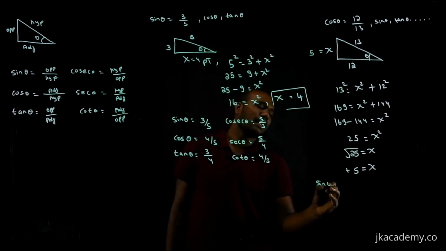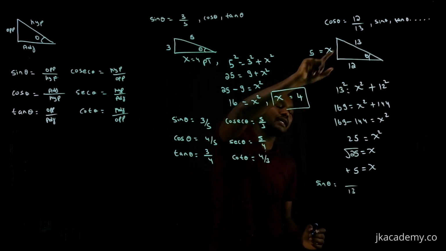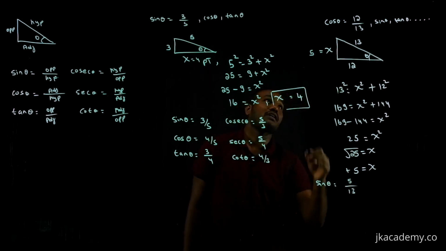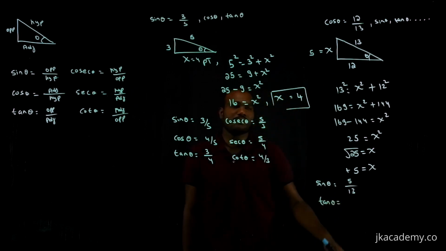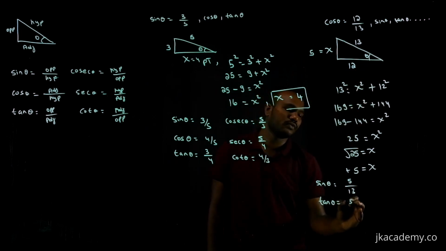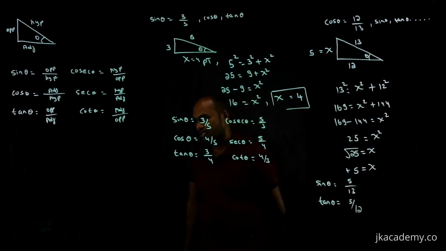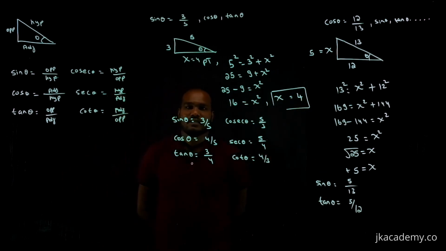From this now you can write sin theta, cos theta, tan theta. What will be the sin theta? Opposite by hypotenuse, with the bigger number in the denominator, 13. Cos theta is already given. Next I can take tan theta. What is tan theta? Opposite by adjacent, so 5 over 12. Is that good?